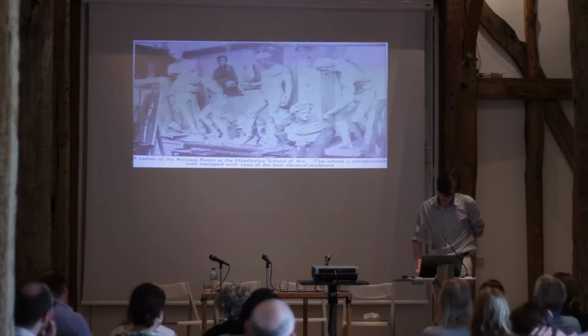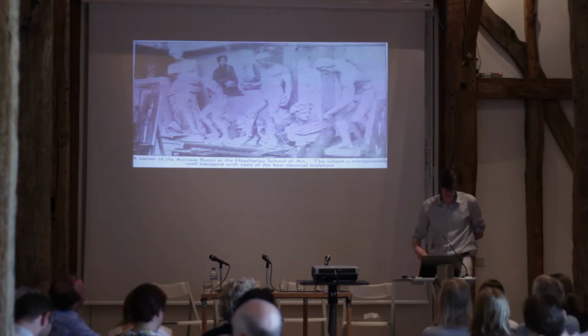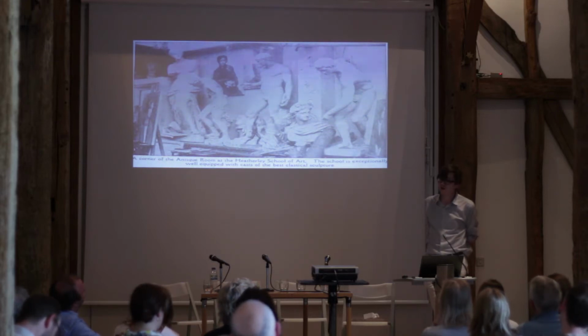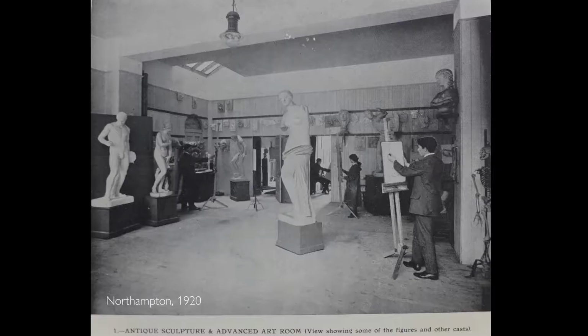John Updike wrote a fictionalized account of the Ruskin School of Art in Oxford somewhat later on, where he described these casts, when they were crowded together, as a petrified riot. And I think when you look at some of these images, you realize quite how vivid that description is. So I'll just run through some of these images.